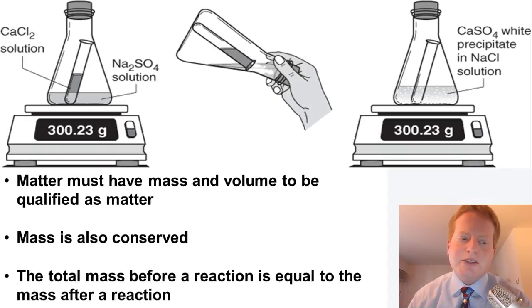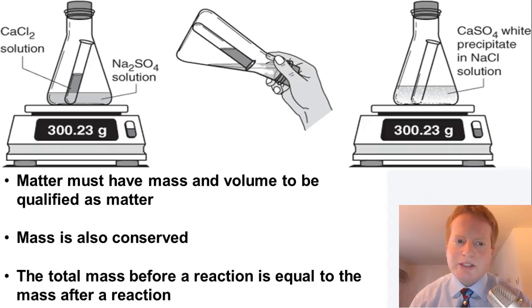Now what that means is that the total mass before a reaction will be the same as the total mass after the reaction. So for example, here we have a chemical, sodium sulfate, and another chemical inside this test tube, calcium chloride. And then here we mix them together, we let the chemicals come together. Now we've made calcium sulfate and sodium chloride. We've made completely new chemicals, but we use exactly the same atoms involved in the whole thing.